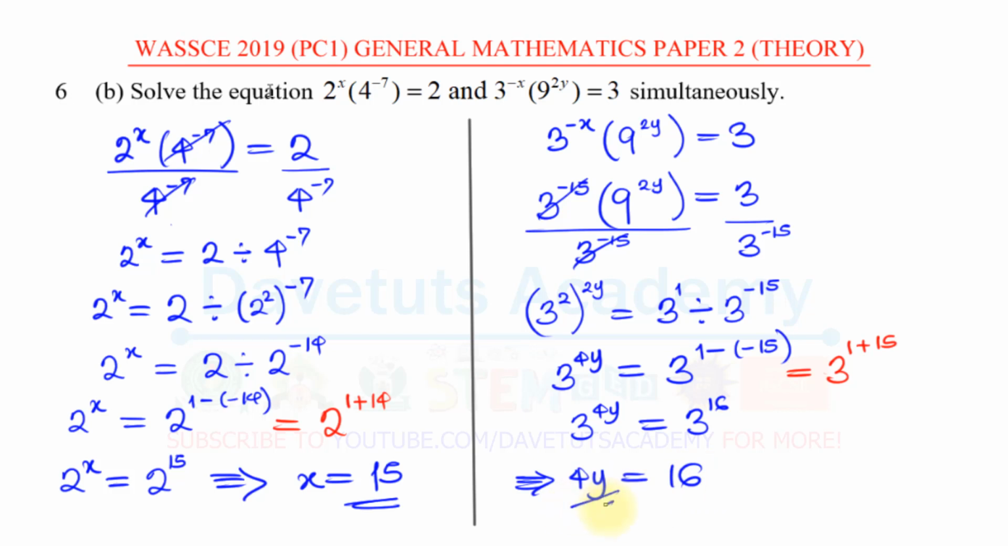To solve for y, I can divide both sides by 4. So 4 can cancel 4 here, 1, 4 in 16, 4. Therefore, y is equal to 4. So the solution to the equation that we're given that we should solve simultaneously is nothing but that x is 15 and y is 4. And you can also try many processes to also try and solve questions like this whenever you come across them. But here the answer is x is 15 and y is 4.